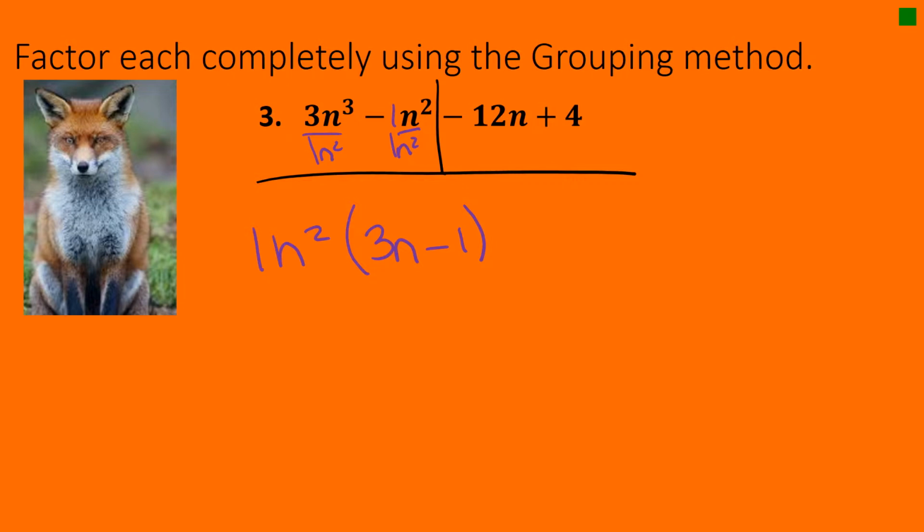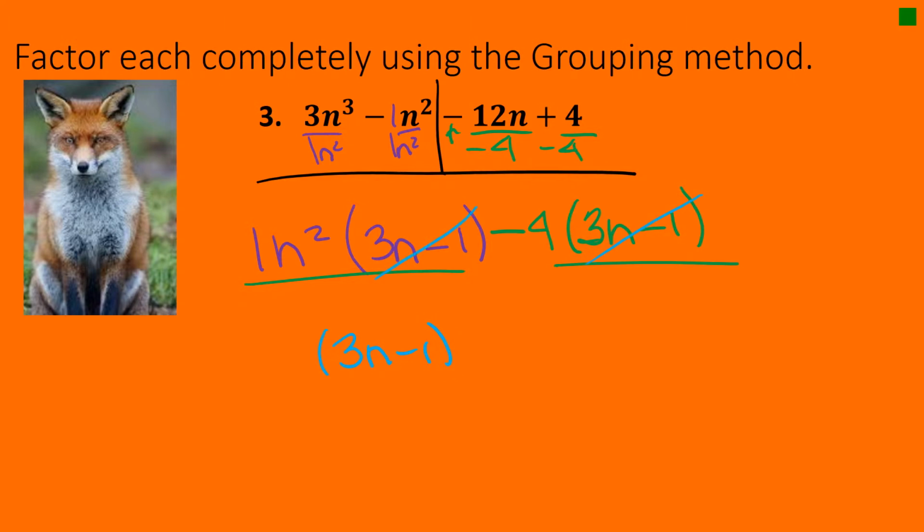Now I'm going to look at this one. Remember, because that's negative, I have to take out a negative, and my common factor there is 4. So I'm going to take out a negative 4. Negative 12 divided by negative 4 is 3, and I have an n left. Negative 4 divided by negative 4 is positive 1 times n, and 4 divided by negative 4 is negative 1. I almost hit orange. That wouldn't show up very well, would it? So here are your 2 terms. What do they have in common? They both have a 3n minus 1. When you factor that out, what do you have left? N squared minus 4.